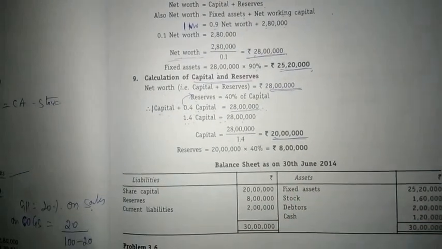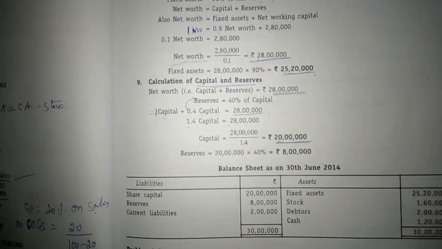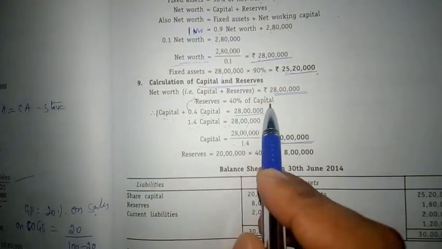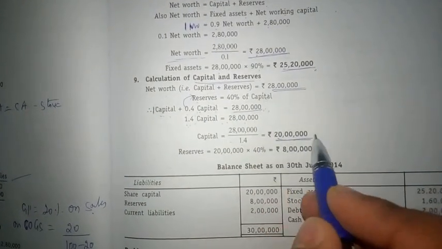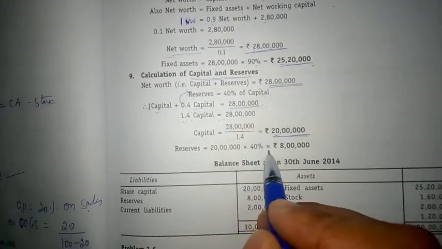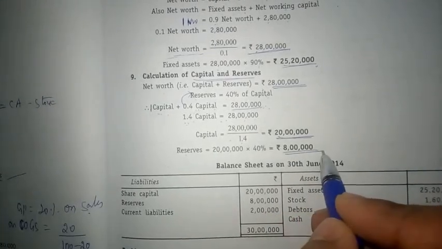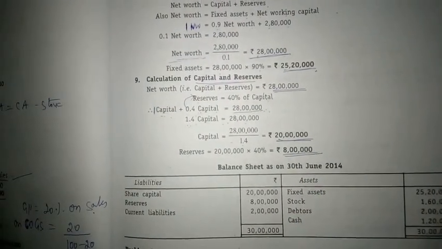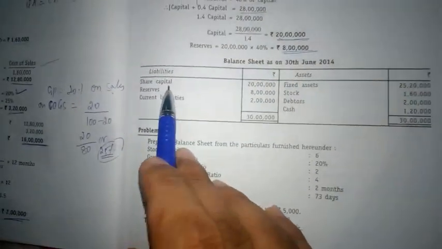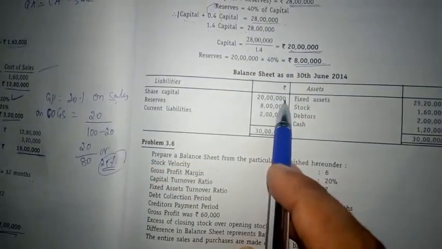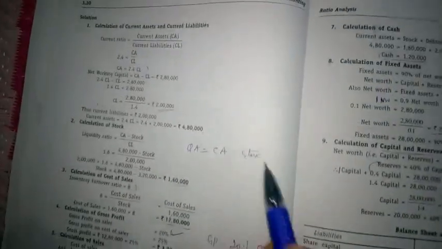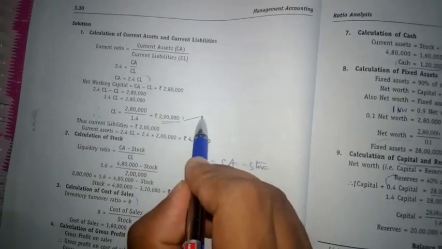So once you arrive at the value of capital, it is easy to calculate the value of reserve because it is 40% of capital. If the capital value is 20 lakh, then the reserve balance will be 20 lakh into 40%, that is 8 lakh rupees. So after calculating all this, we need to prepare the balance sheet. So under liabilities, we know the value of share capital, that is 20 lakh, reserve 8 lakh, and current liabilities we have calculated as 2 lakh rupees.